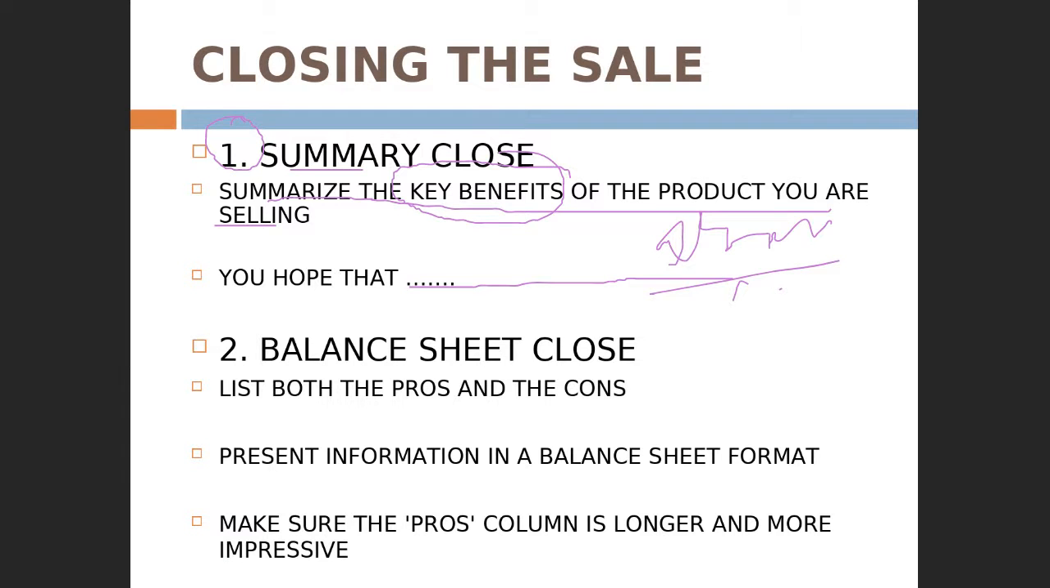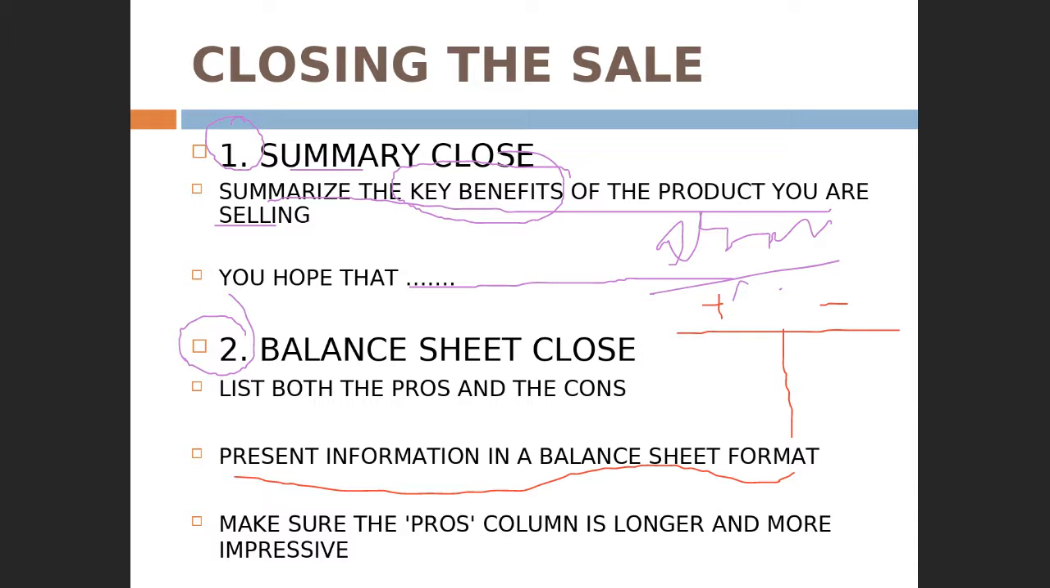Then we have something called the balance sheet close. If you have taken an accounting course, you know what it is. If you haven't, maybe you don't. Sometimes it's called T accounting, where you have credits on one side and debits on the other. In balance sheet close, you have both the pros and cons. You list all the positive points on this side, the negative points on this side, and you present the information in a balance sheet format.